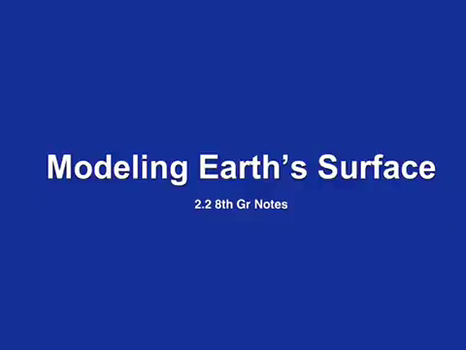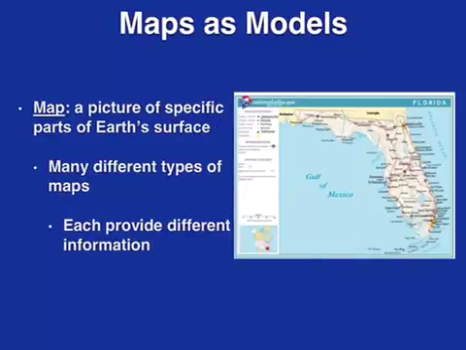In the last video, we looked at different locations on Earth, and in this video we're going to talk about how scientists model or map the Earth's surface. Maps are types of models. A map is just a picture of a specific part of Earth's surface, and there are a ton of different maps, and each one provides different types of information.